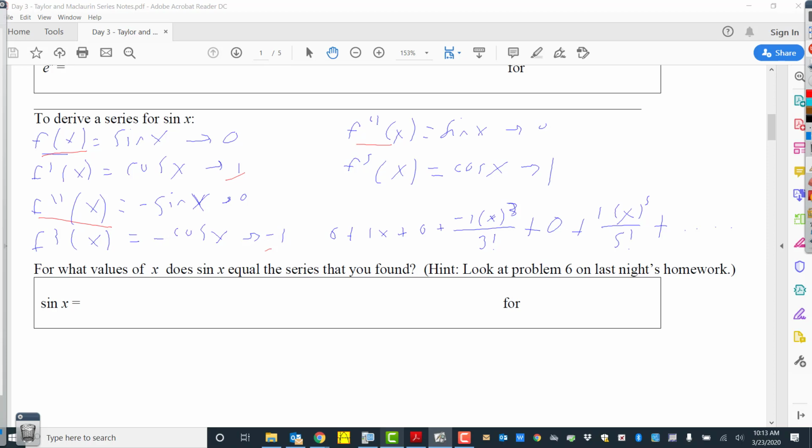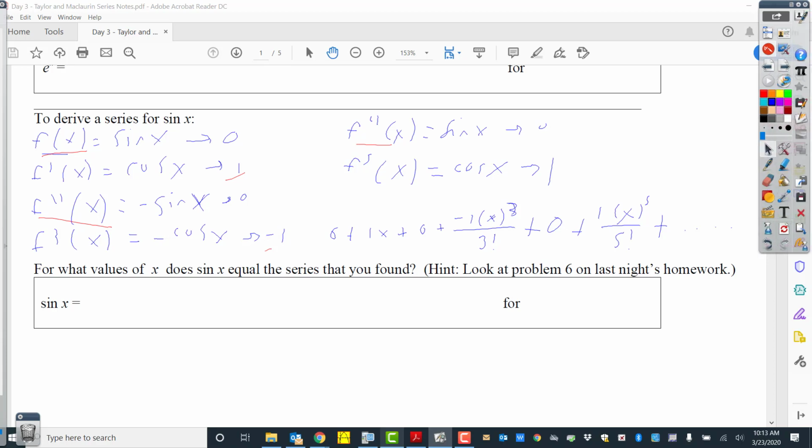We start to see this little pattern emerge: it's only going to be the odd powers. We're not going to do anything with the even powers of x. It's only going to be the odd factorials. We're not going to do anything with the even factorials.